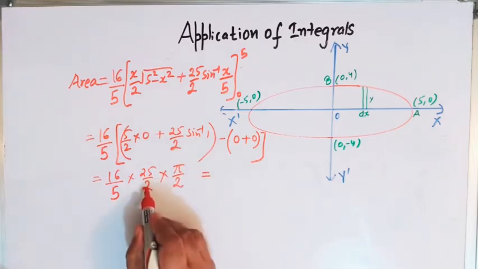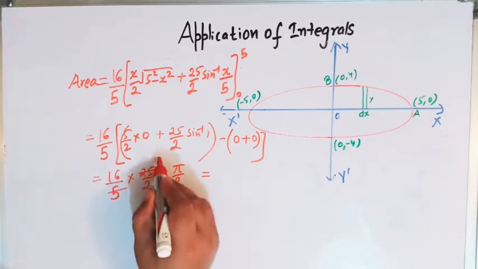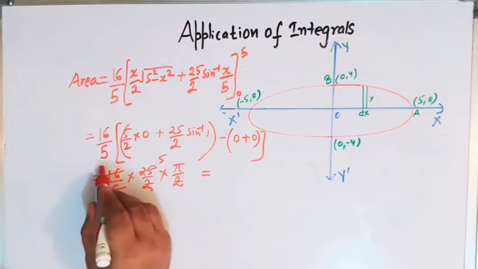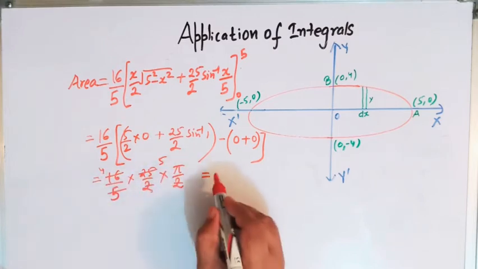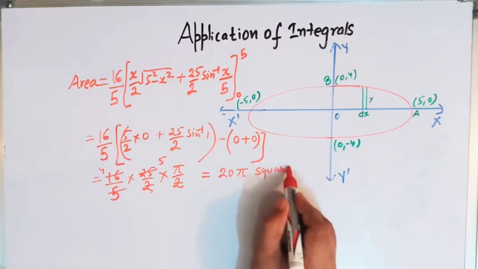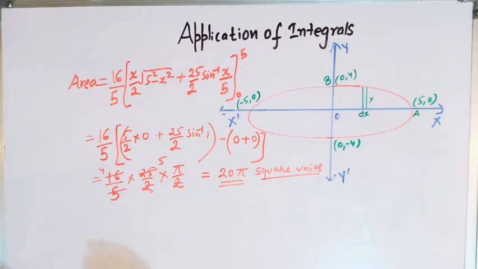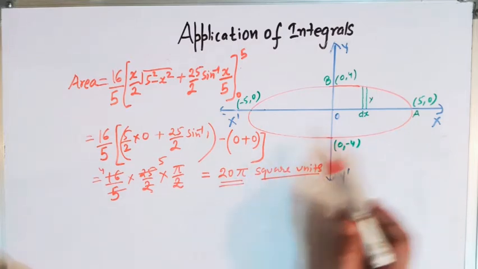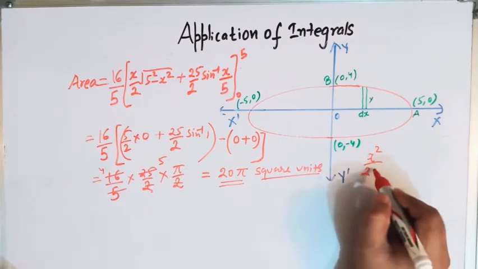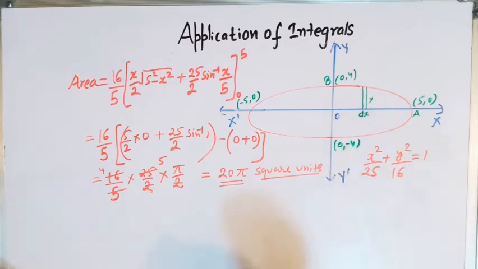So viewers, if we simplify this, 2 2s are 4, and 4 4s are 16, so we have 4 5s are 20, this is 20 pi square units, right? So viewers, this is the area enclosed by this ellipse, whose equation is x square over 25 plus y square over 16 equal to 1.